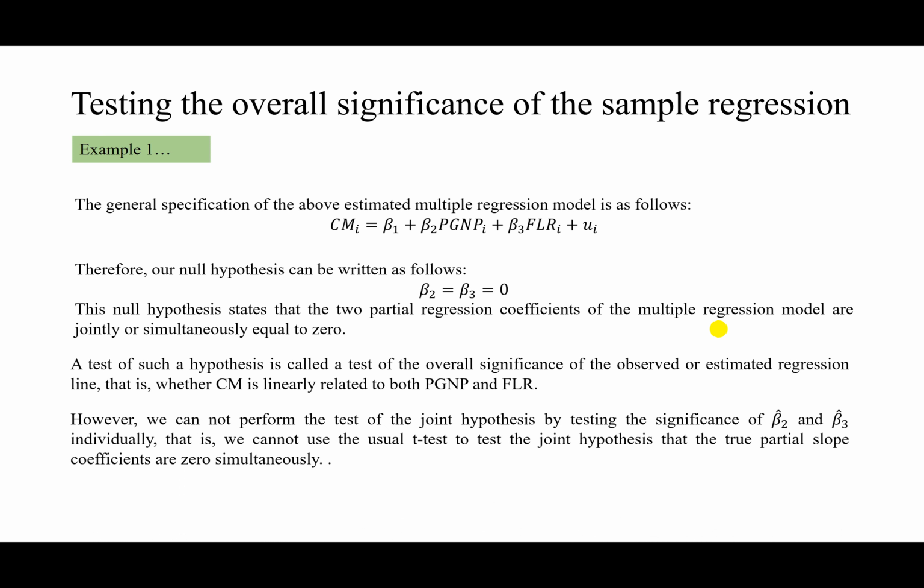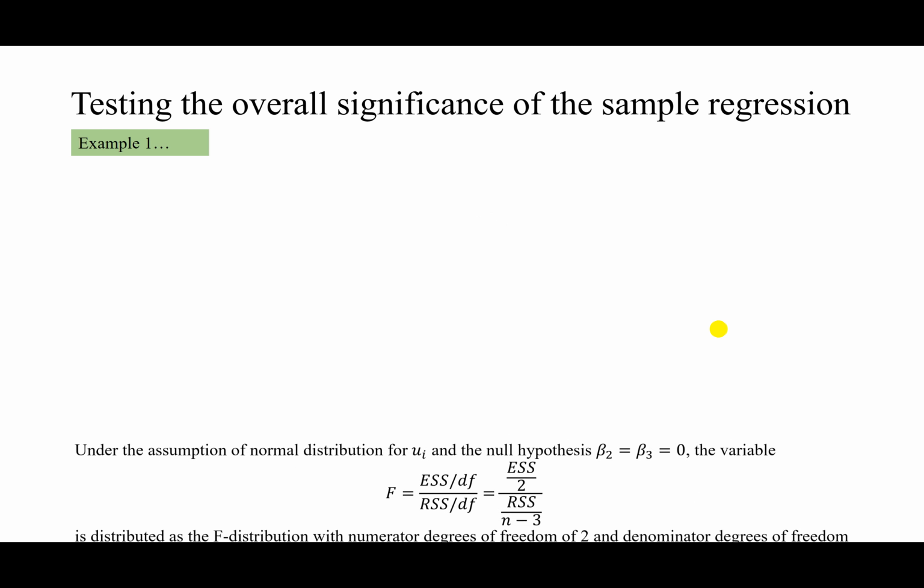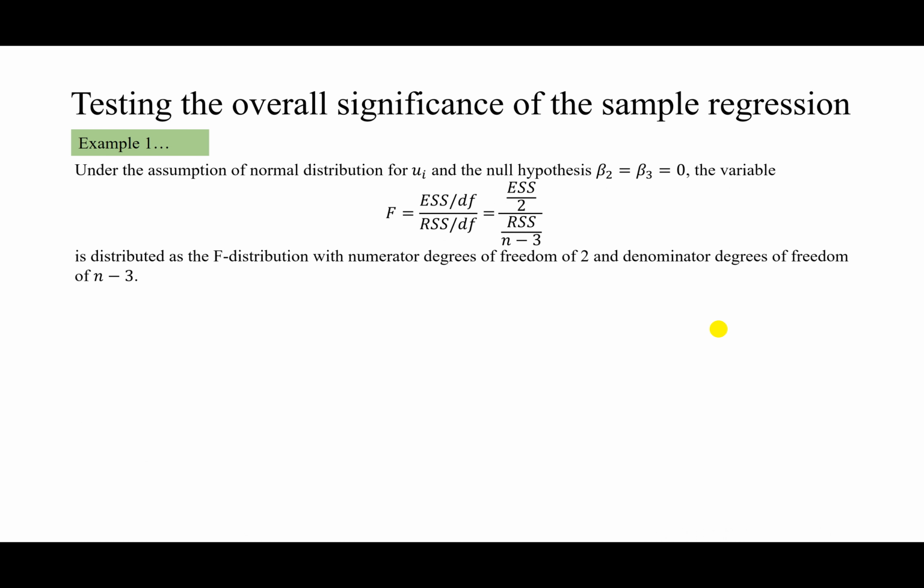And to test this joint hypothesis, we cannot use the usual t-test, rather we have to use the joint distribution. Under the assumptions of normal distribution for ui and the null hypothesis beta 2 is equal to beta 3 is equal to 0, the variable F is equal to ESS divided by degrees of freedom divided by RSS divided by degrees of freedom. In our case, k equal to 3, and so the numerator degrees of freedom becomes 2 and the denominator's degrees of freedom becomes n minus 3.